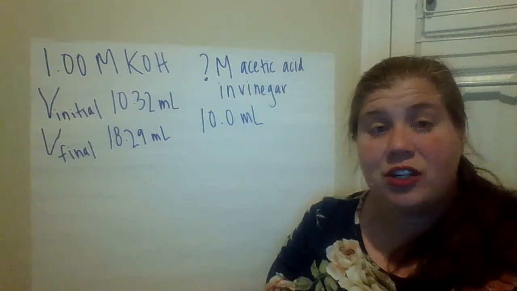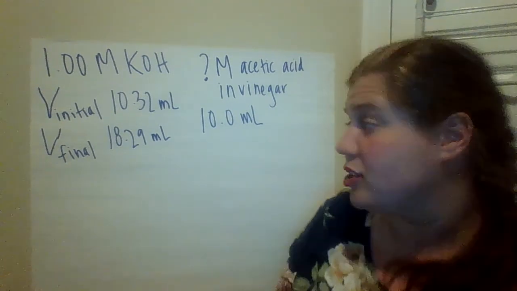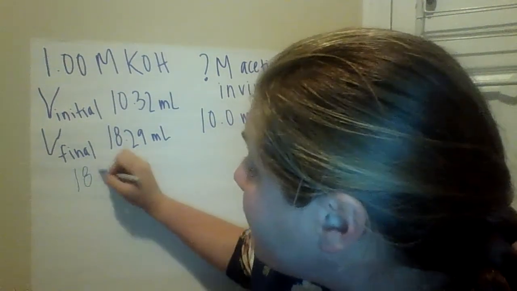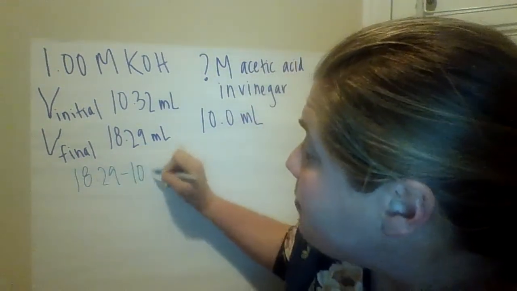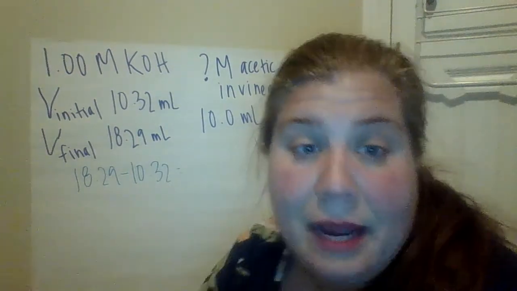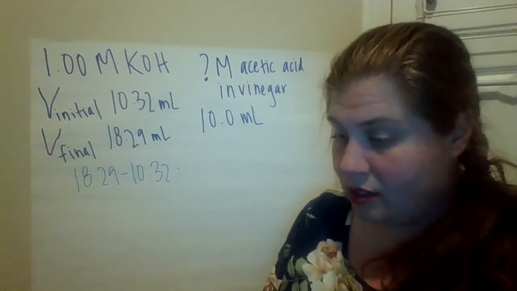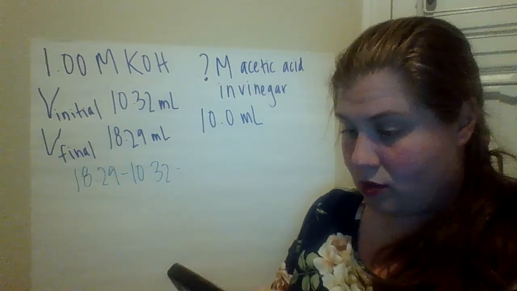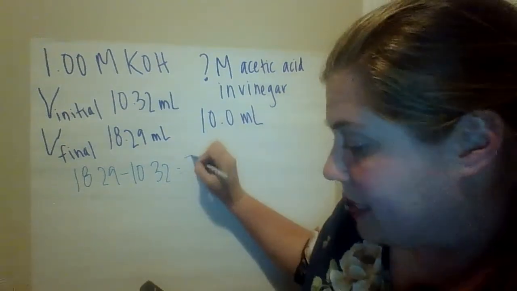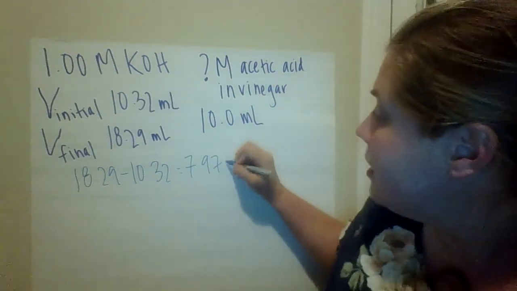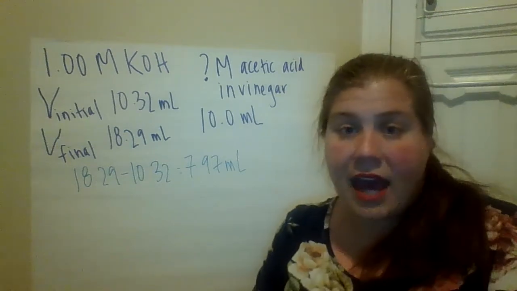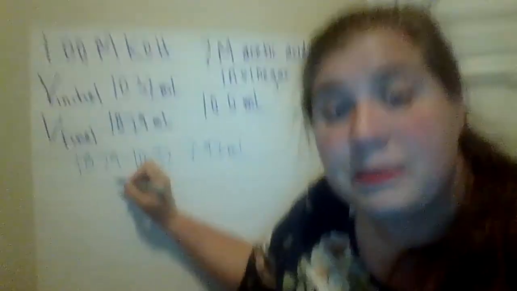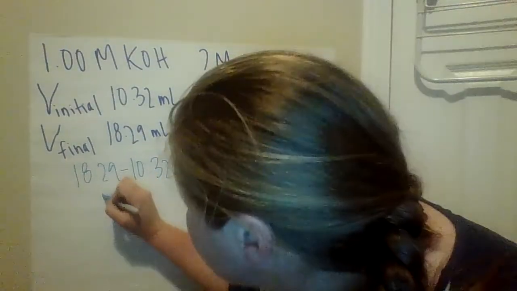The first thing I'm going to have to do is find how much KOH was actually added. And I'm going to do that by final minus initial. So I'm going to take the 18.29 minus 10.32, and I'm going to put this in my calculator. So 18.29 minus 10.32, I get out that I had 7.97 milliliters of KOH.